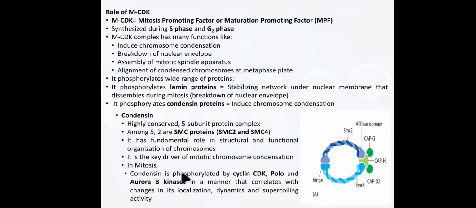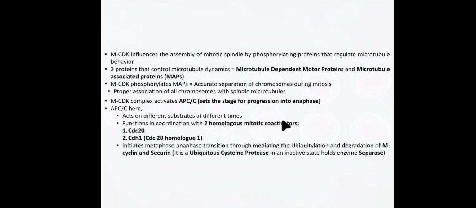So in mitosis, this condensin protein is phosphorylated by cyclin-CDK, polo and aurora B kinase in an orderly manner that correlates with change in its localization and dynamics, and also supercoiling activity. So M-CDK also influences what? Influences assembly of mitotic spindle by phosphorylating proteins that regulate the microtubule behavior, that is microtubule dependent motor proteins and microtubule associated proteins, that is MAP.